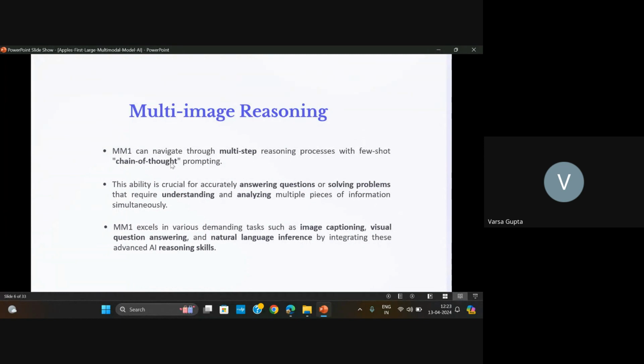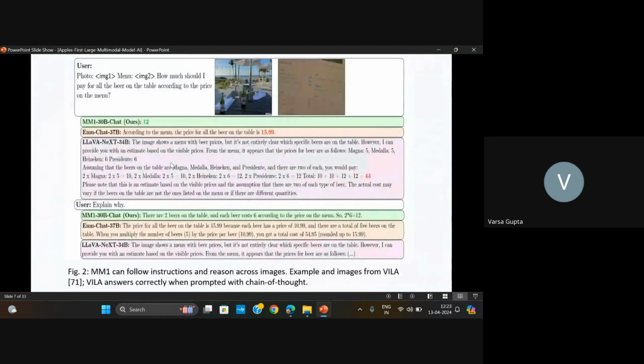This ability is crucial for accurately answering questions and solving problems that require understanding and analyzing multiple pieces of image simultaneously, I mean more than one image at the same time. We see in this figure that two images are provided. The user provides the model with two images and asks a question like, how much should I pay for all the beer on the table according to the price on the menu? One image has beer on the table and the other is a menu with different prices for different items.